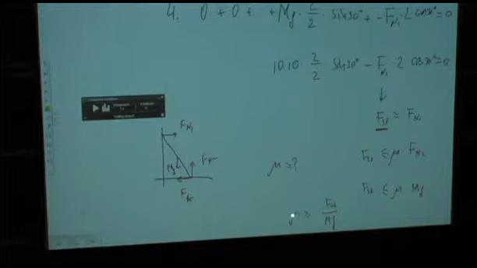But if your coefficient of static friction is greater than this, it means, well, you can add some mass. For example, you can step on the ladder, and still it will be at rest. Any questions?